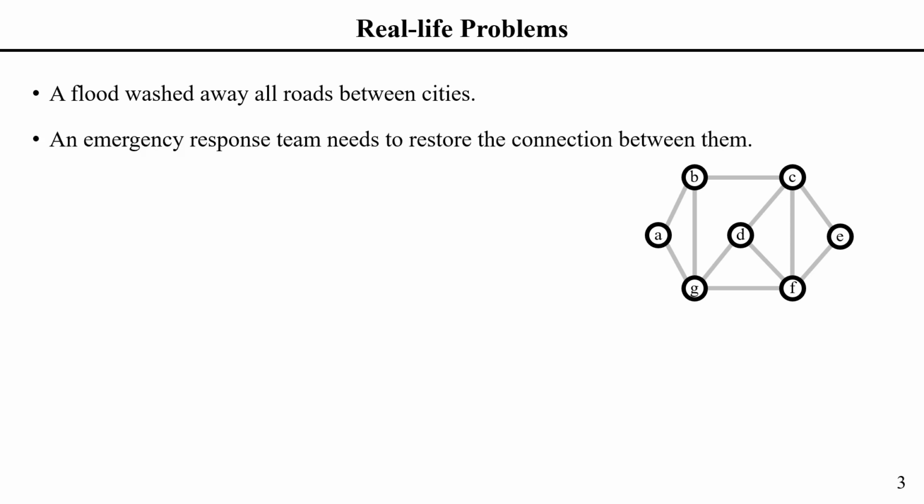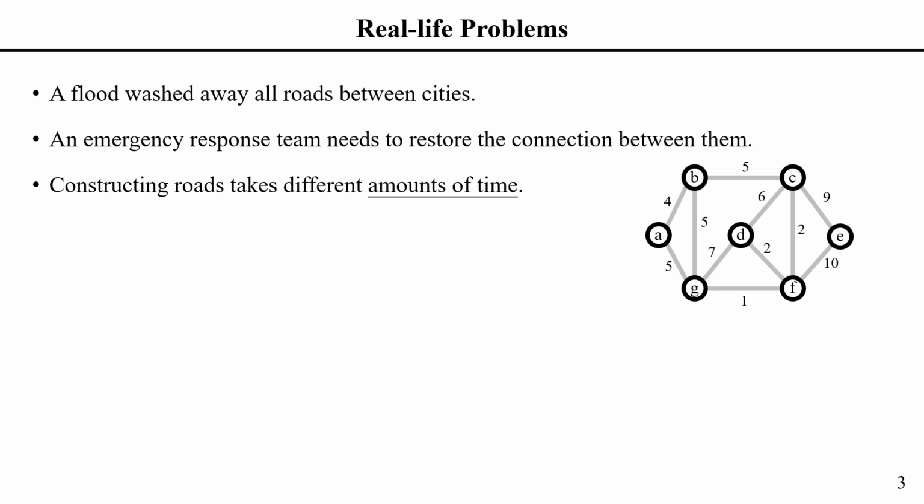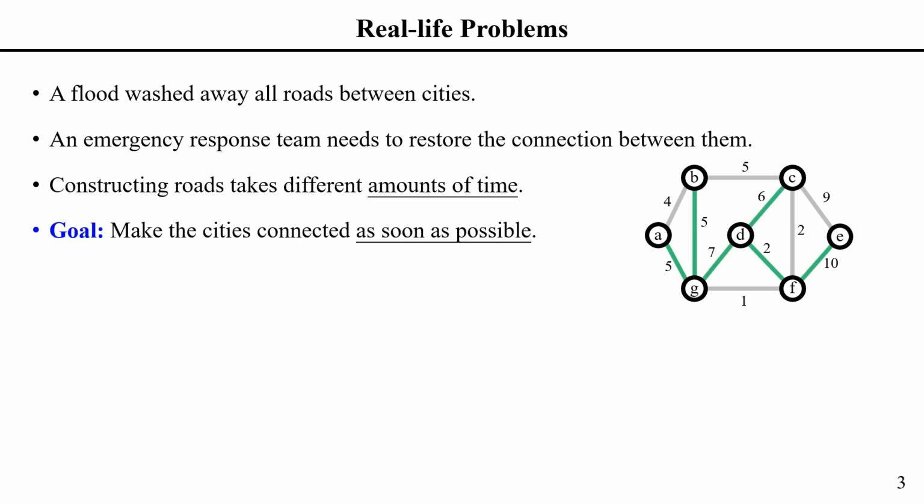Now an emergency response team is called to restore the connections between those cities. Well, constructing roads takes different amounts of time, and in such emergency situations, we don't expect them to restore all the previous roads, but just enough roads to make the cities connected as soon as possible. So in this situation, which roads should they reconstruct first?